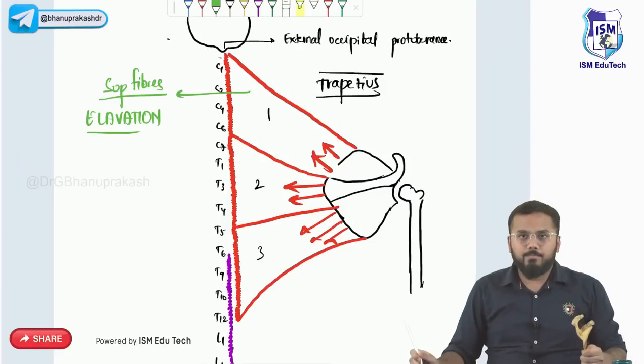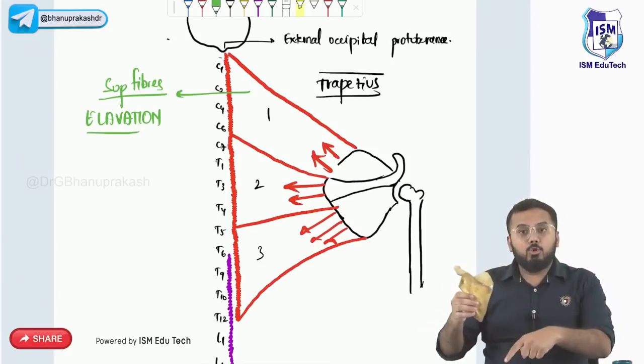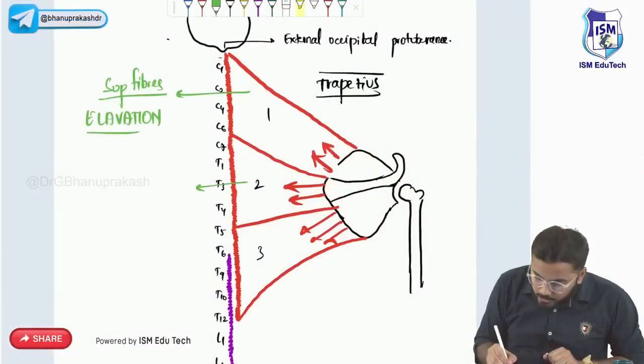Elevation of scapula. Clear? Next, part number 2. There are some fibers attached directly right onto the medial border. When I am pulling these fibers, my scapula is moving like this. It is not moving up. It is moving in this direction, horizontally. Can I call this retraction of scapula? When you are stretching your back like this, this is what your scapula is doing. Retraction. Okay.